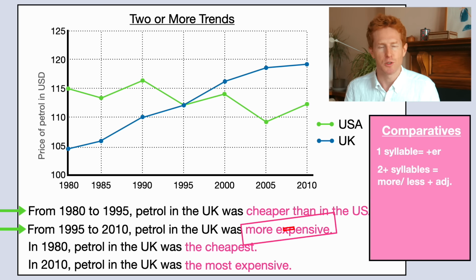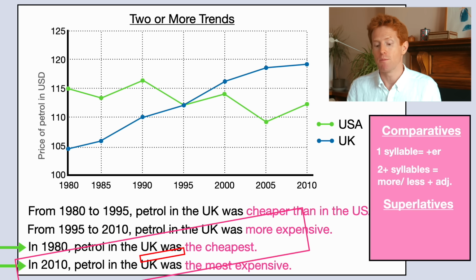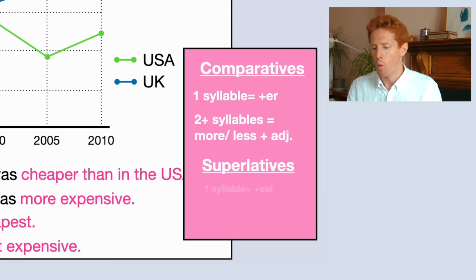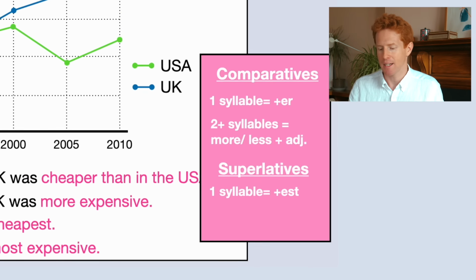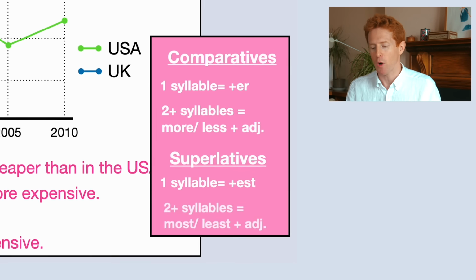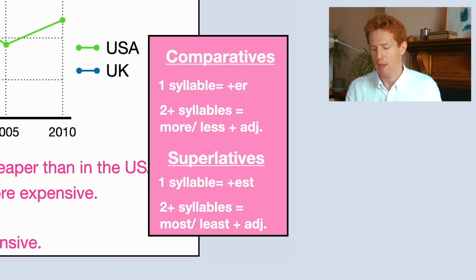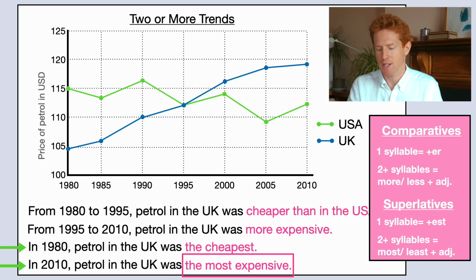Now, the same rules apply with superlatives. So we can see superlatives in the bottom two sentences. If we've got one syllable, instead of adding ER, we add EST. Cheap, one syllable. So in 1980, petrol in the UK was the cheapest. Now, if we've got two or more syllables, then we're going to add most or least and then the adjective. So in 2010, petrol in the UK was the most expensive.